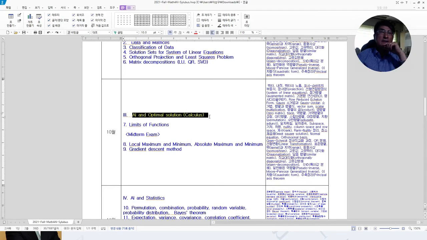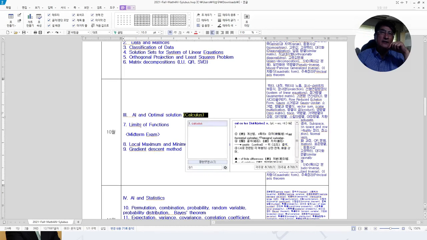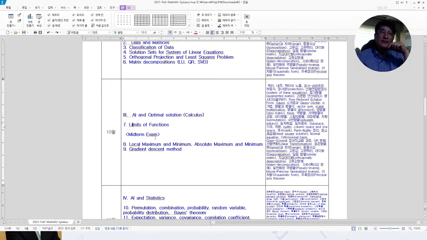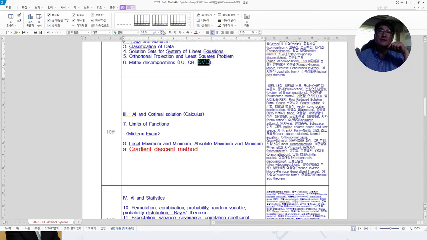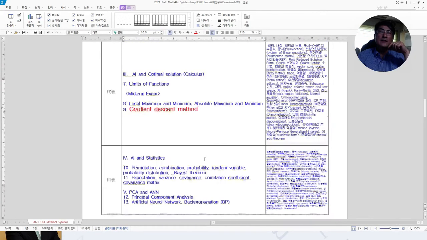And then we will continue with AI and optimal solutions that include calculus, the limit of functions, maximum and minimum, and the gradient descent method, which will be a key concept that you're going to learn. And here, the singular value decomposition will be the core concept that you're going to learn.